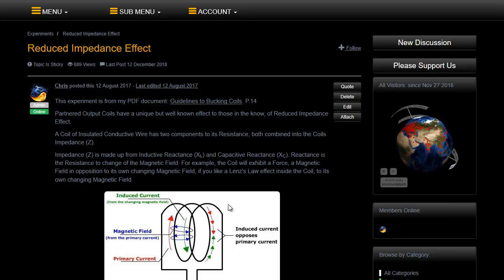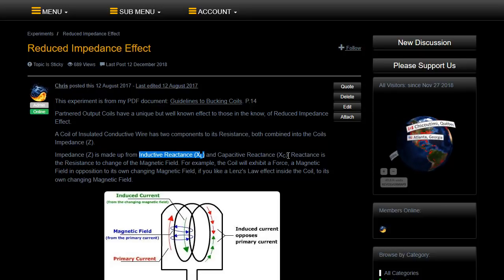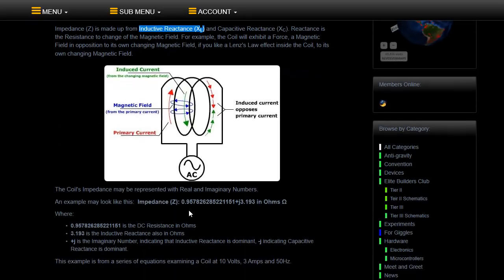The resistance is measured in ohms, but the inductive reactance is what causes the resistance. Now, at resonance, capacitive reactance and inductive reactance are equal, and they therefore cancel each other out. They're still there, they still have a value, but they're equal. So the impedance, which consists of the XC and XL, is measured in ohms. So you'd normally see a number in a similar format to this.